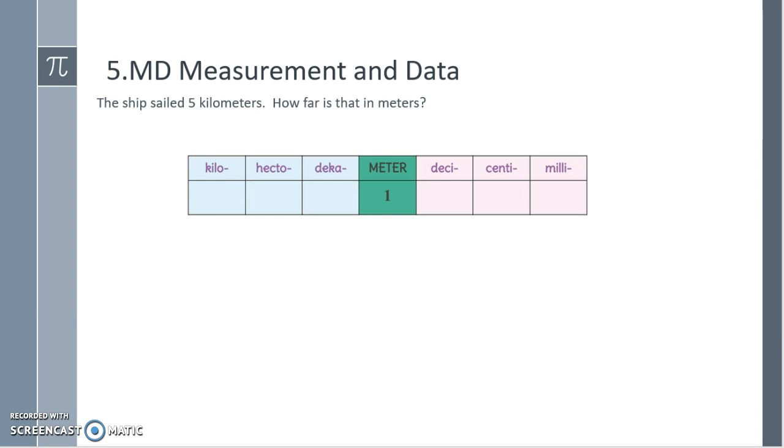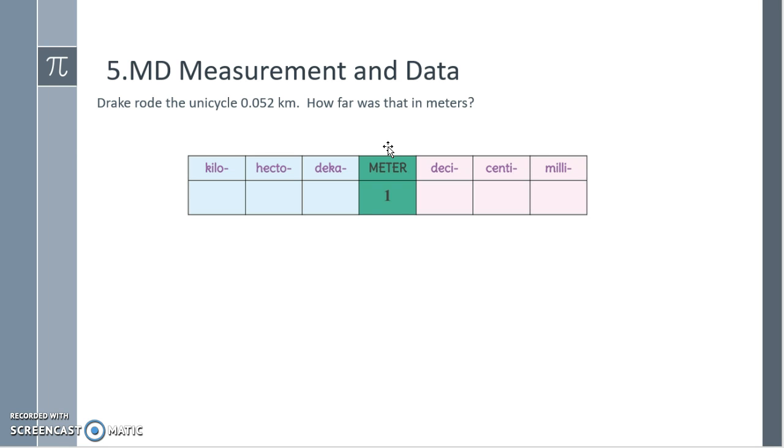The ship sailed 5 kilometers. How far is that in meters? So we're going from kilometers to meters, which means that we are going to multiply by moving right 10, 100, 1,000. 5 times 1,000 is 5,000 meters because kilometers are 1,000 times larger than a meter.